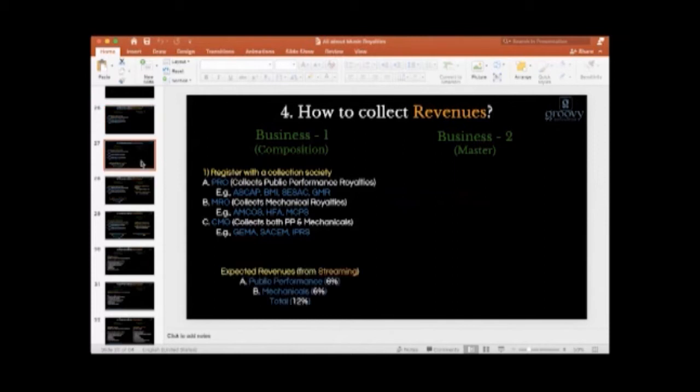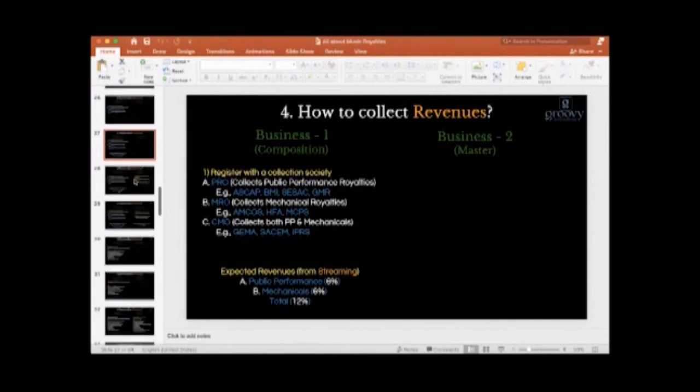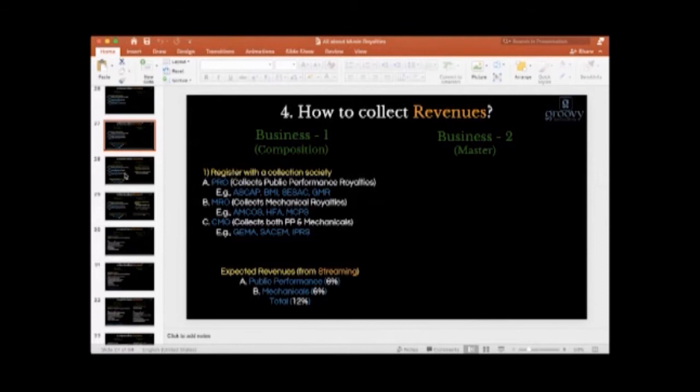Your estimated revenues from streaming are essentially 6% of the total pie. So if a track on, let's say, Spotify earns $1, you would get 6 cents for public performance and 6 cents for mechanicals. In total, 12 cents for your business one. For business two, how do you collect revenues?